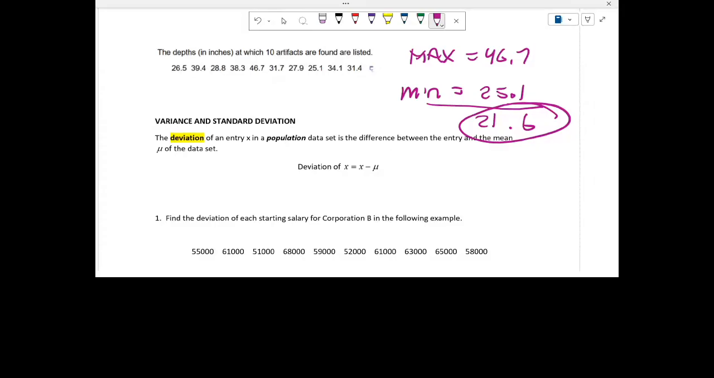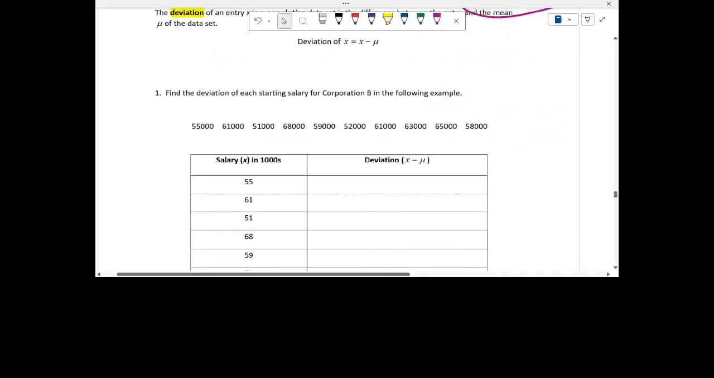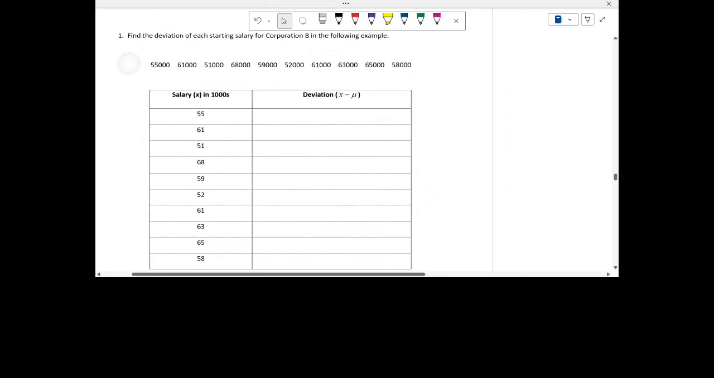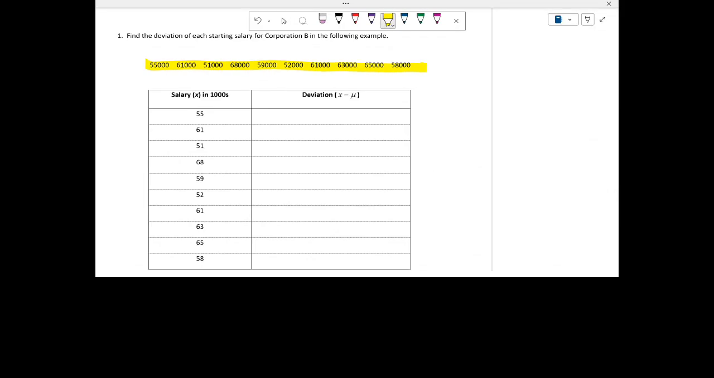Okay, so now, y'all, we're going to talk about something we call deviations. When we talk about deviations, I'm going to walk you through the process of what we're going to do. Let's take a look at this first part. It says find the deviation of each starting salary for corporation B in the following example. So y'all, the information they're giving us right here, these are the salaries for people.